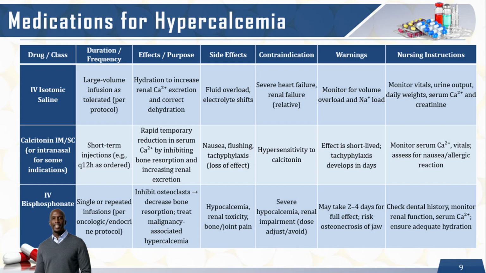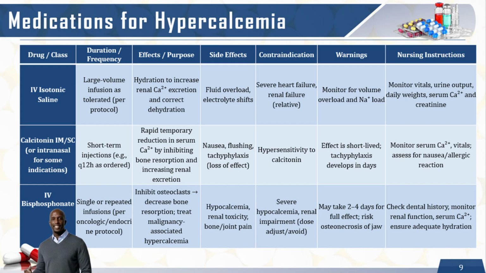Intravenous isotonic saline is used to hydrate and increase renal calcium excretion, but this can worsen fluid overload, especially in heart failure patients. Monitor lung sounds, daily weights, and urine output. Calcitonin lowers calcium quickly but temporarily. Its effectiveness wears off within days. Nurses monitor for nausea and allergic reactions and check serum calcium frequently.